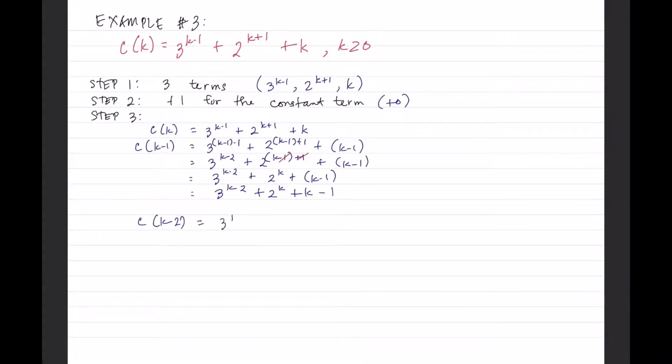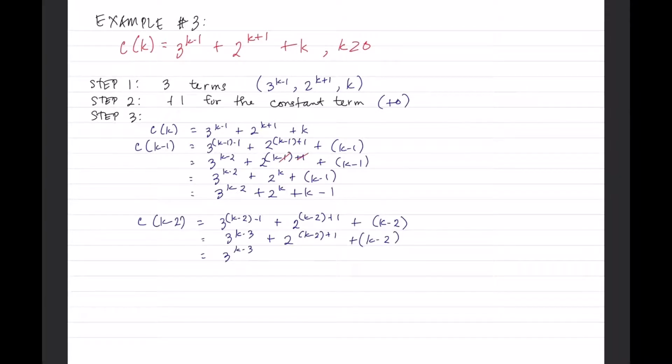Then the third equation, C of k minus 2 is equal to 3 raised to the quantity k minus 2 minus 1 plus 2 raised to the quantity k minus 2 plus 1 plus the quantity k minus 2. So we solve the third equation. That would give us 3 raised to k minus 3. Then we copy the other 2 terms first. And then we proceed to solving the second term.